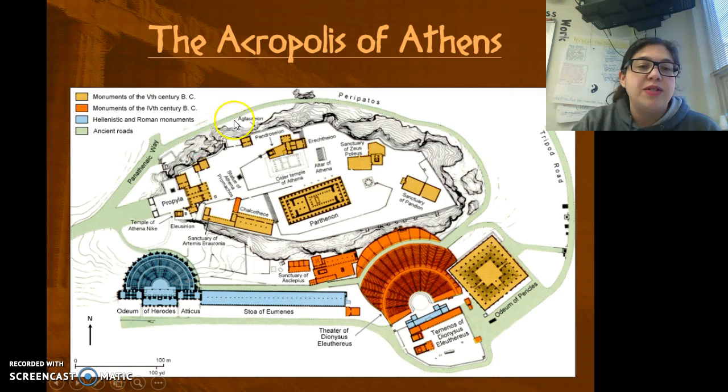We don't need to draw this on here, but I want you to notice that there's a temple of Athena Nike down here at the entrance to the Acropolis. And if we remember from last time, that's the Athena of winged victory.